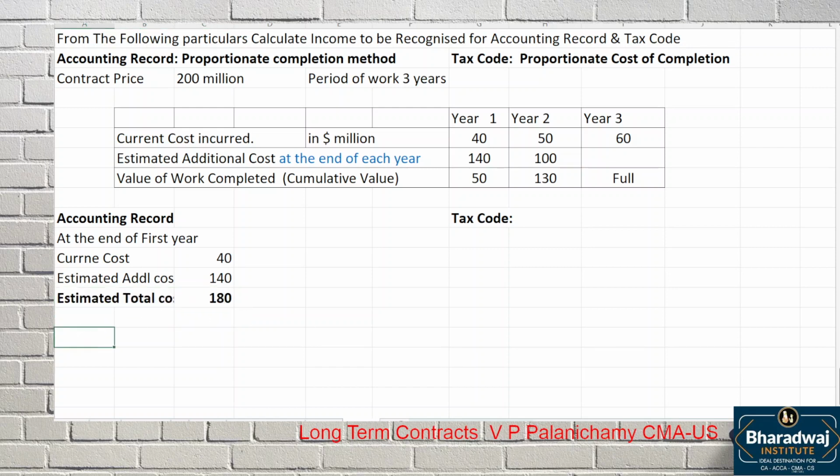What is the contract value? 200 million contract value. What is the estimated total profit? 20 million. So this is like a basic working. Thereafter, let us go for accounting record and tax code.